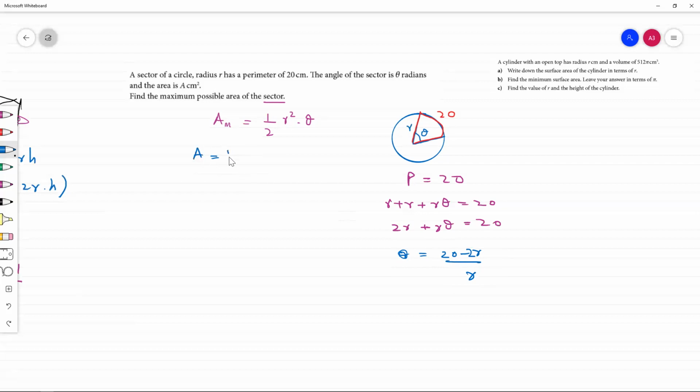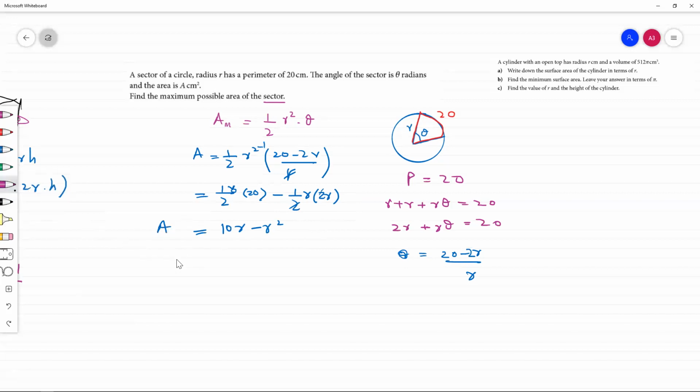A is equal to 1 by 2 r square and 20 minus 2r divided by r. So 1 r can be cancelled with 1 r. So 1 by 2 r into 20 minus 1 by 2 r into 2r. So this would become 10r minus, 2 and 2 cancel, r square.